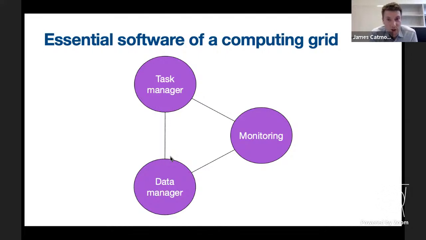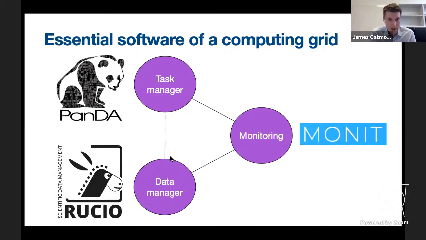So to drive a computing grid, you need three pieces of software. There's something called a task manager, which is the software that determines what computer tasks should be dispatched to which data centers. There's something called a data manager, which keeps track of what data is stored at the different data centers. And then there's finally something called monitoring, which enables you to look at what's going on across the whole of the computing grid. And certainly in Atlas, but also in some of the other experiments, these are the names of the three software components we use.